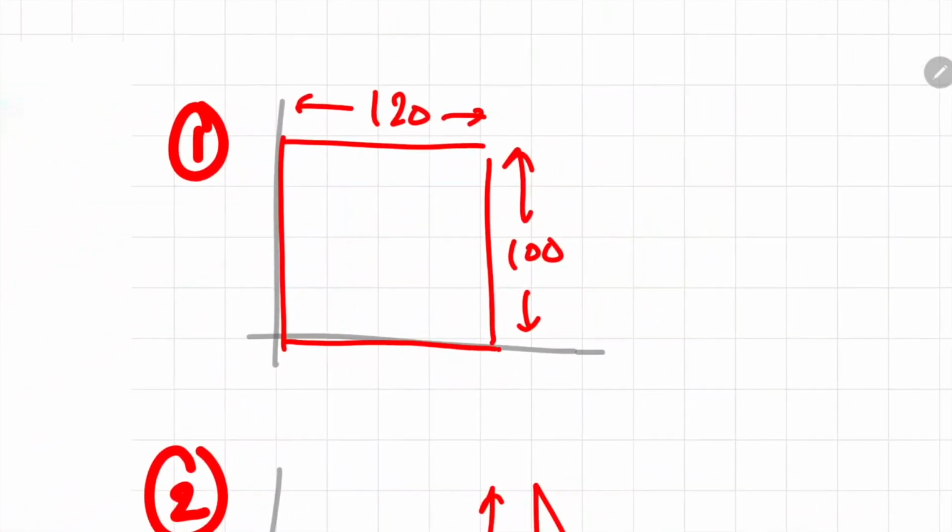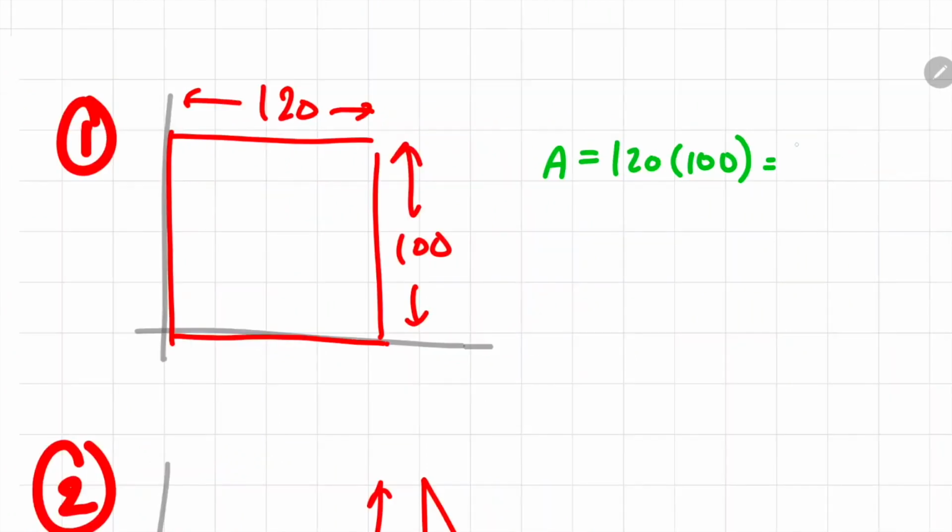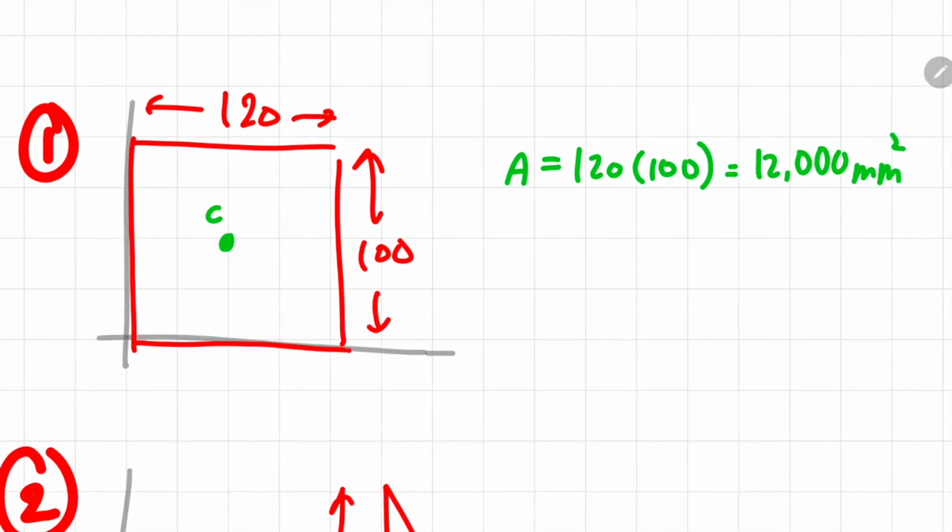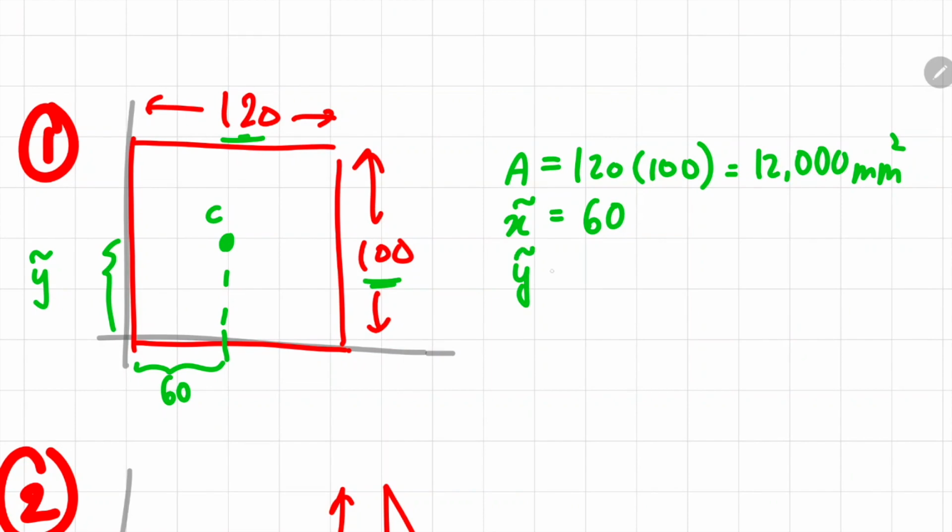Now let us extract important information from every segment. The first segment is a rectangle. The area of the segment is 120 multiplied with 100, so you will get an area of 12,000 millimeters squared. The centroid of this shape, the x curve, would be 120 divided by 2, which is 60, and the y curve, the centroid along the y direction, would be 100 divided by 2, which is 50.